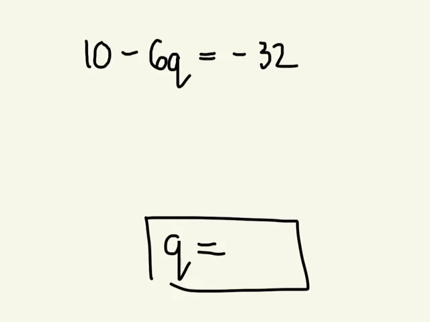Well, I have 10 take away 6q. Can you take away a variable from a number? No. So I want to get rid of this positive 10. I want to get it away from the left side of the equation. Remember we have a left side, so we want to bring it to the other side of the equation. Well, how do you get rid of 10? If I have 10 candies and I want to get rid of them, I have to take them away. So if I take away 10, they're gone.